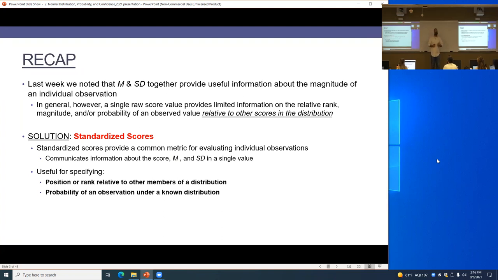And so our solution is going to be some standardized scores. With our standardized scores, what this is going to do is put everything on a common metric, and it's going to communicate information about the score, the standard deviation, and the mean, in one single value. Also direction, whether or not it's falling above or below the mean of a given distribution. And these standardized scores are going to be helpful for saying where individual scores rank relative to others in the overall distribution. And then also when we get into some mathematical properties, looking at the likelihood or probability of an observation in terms of a known distribution. That's the important thing. As long as we know what the distribution looks like, we can start inferring things about probability.